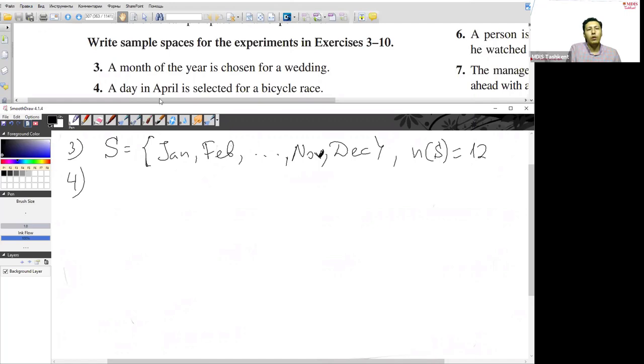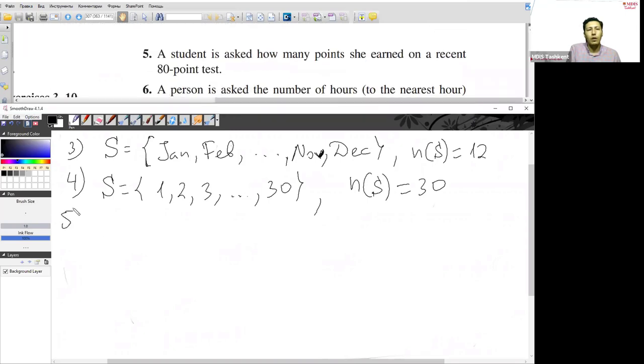Number 4, a day in April, 1, 2, 3 until 30, is selected for a bicycle race. So n(S) here is equal to 30. 30 possibilities. Number 5, a student is asked how many points she earned on a recent 80-point test. So the maximum value is 80.